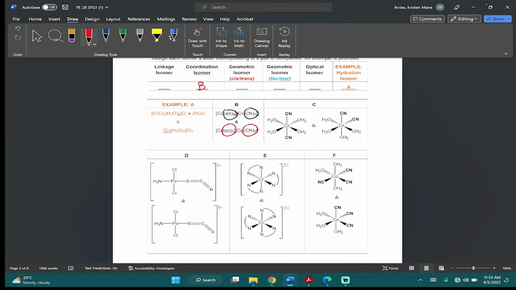Now for C, I made it a little bit easy. I bolded the ones that we need to look at. So we have 2 cyanides up and down, then 2 cyanides next to each other. Cis and trans, yeah. So this one, if there's only 2 ligands on it and they're changing positions, that's a good hint that it's probably cis and trans.